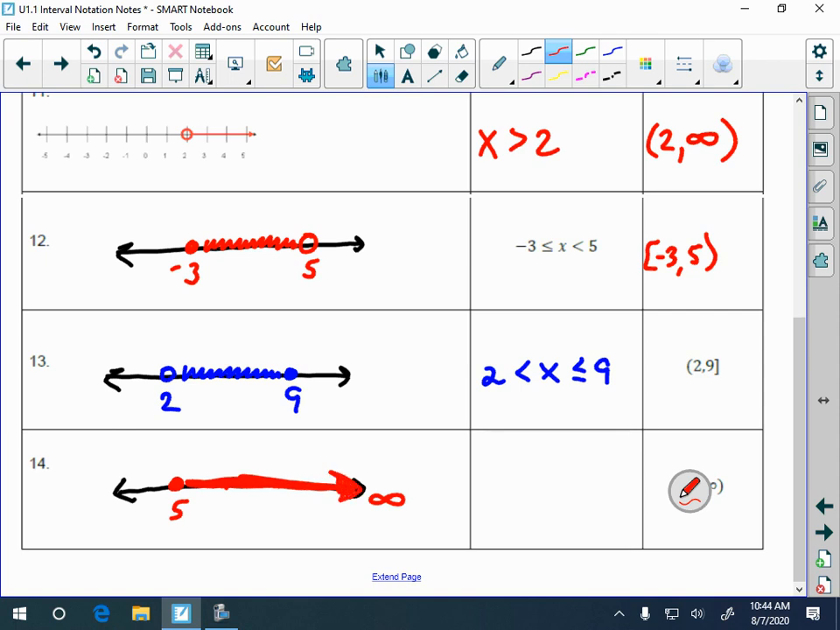All right, so now when we give the inequality notation, it's pretty easy. This just says all the solutions are going to be greater than 5. So x is greater than or equal to 5. Make sure you put the equal sign.